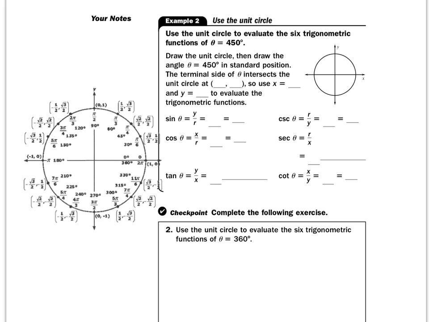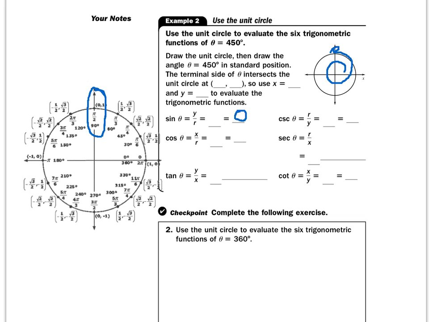Alright, let's take a look at example 2 here. In example 2 it says use the unit circle to evaluate the 6 trigonometric functions of theta being 450 degrees. And so if I think about 450 degrees, that means I go all the way around one time plus another 90 degrees. That means I'm right up here, top of the world. And so what do I know about that right up there? What's the y value?